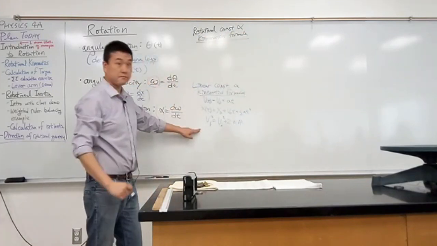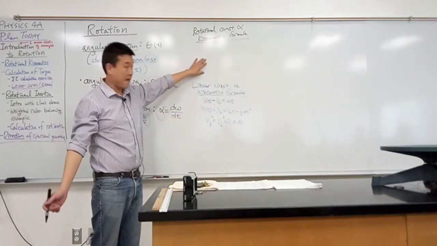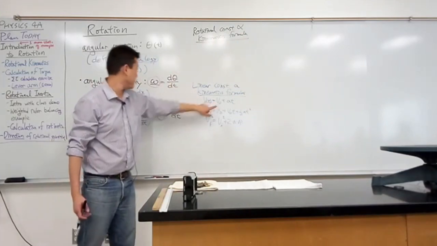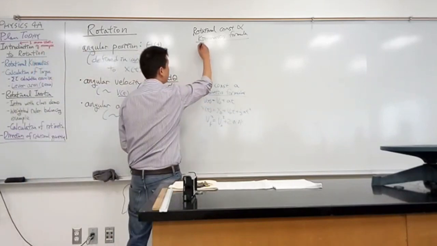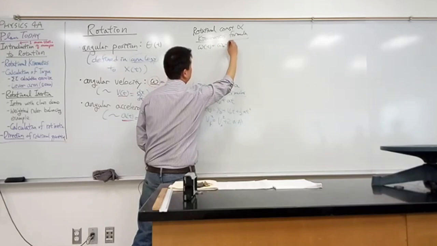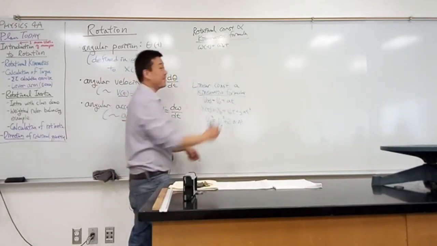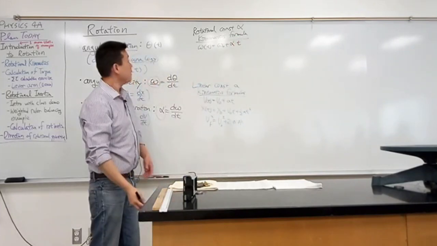From knowing this, I can write this down, not even from memory. I'm essentially taking this expression, and wherever I see v, I'm substituting in omega. So angular velocity as a function of time is equal to some initial plus, I have to replace a with the angular acceleration, angular acceleration times time. Time is the same for both of them.